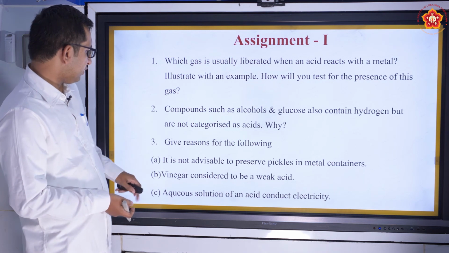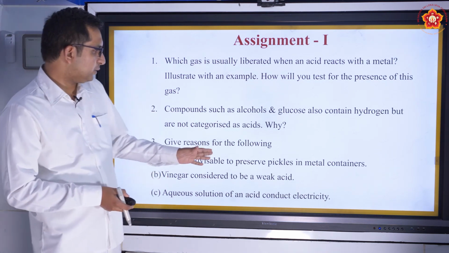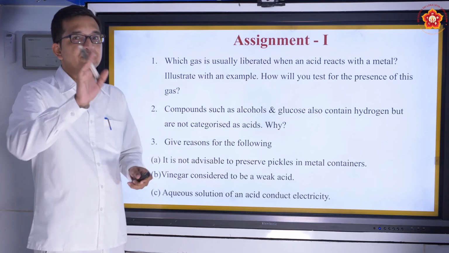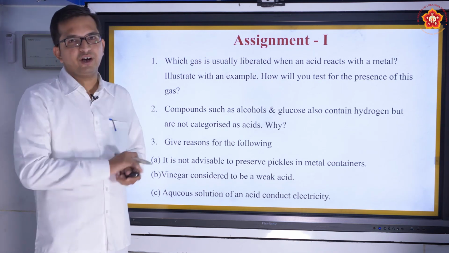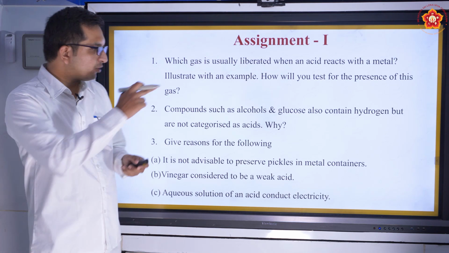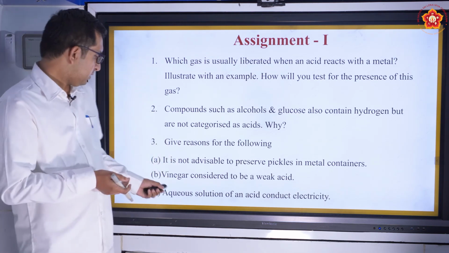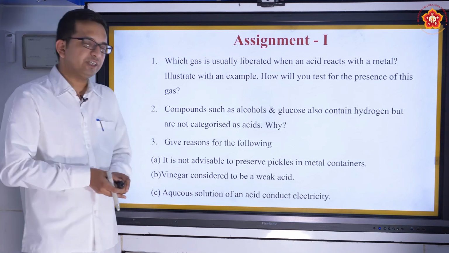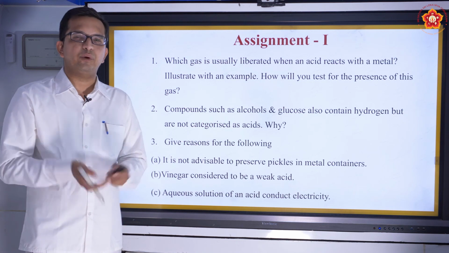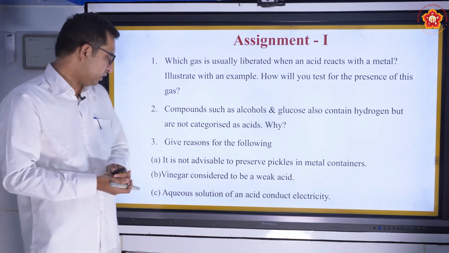Last set of questions: give reason for the following. It is not advisable to preserve pickles in metal containers. For this, the first thing you have to do is get into your house kitchen and see where the pickle is being preserved, and then try to answer why it is not preserved in metal containers. The second one, vinegar is considered to be a weak acid. Vinegar is nothing but acetic acid. So why is it a weak acid? It's already been explained. You have to properly put your answer in words.